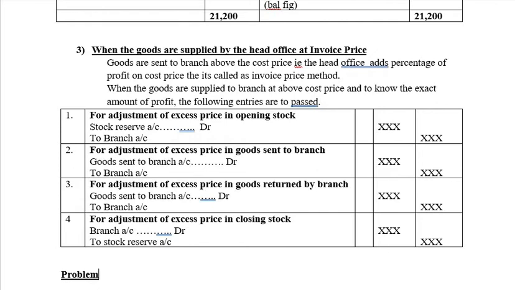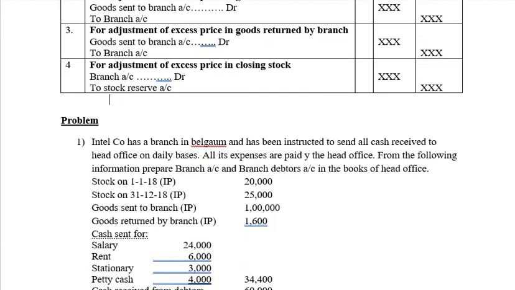Okay, next. Apart from the accounts that we are supposed to prepare, that is branch account, goods sent account, debtors account, and so on, these are the additional journal entries to be passed in the books of head office, so that they get to know the exact amount of expenses or the exact amount of profit being made by the branch. Okay, so we will check in one problem.